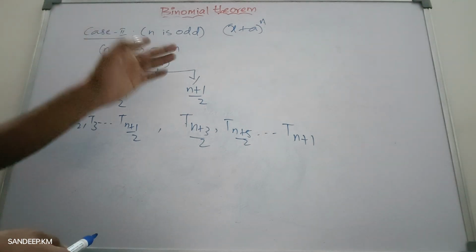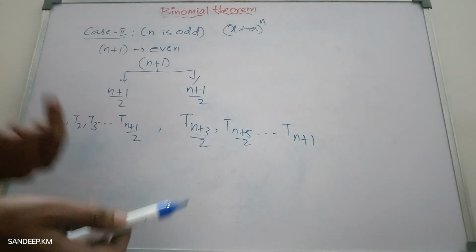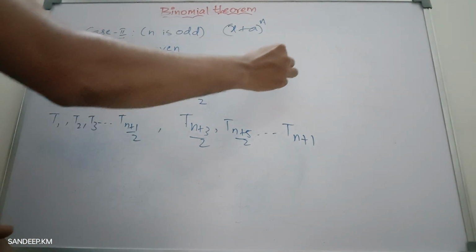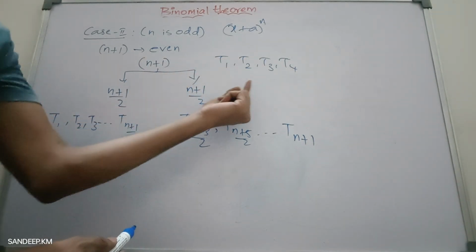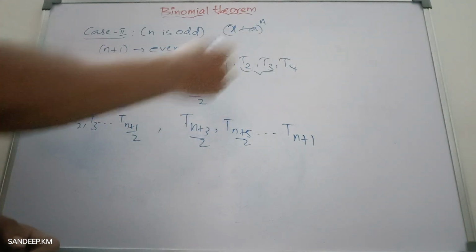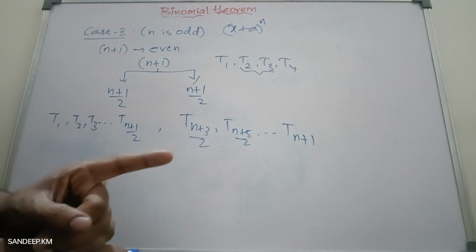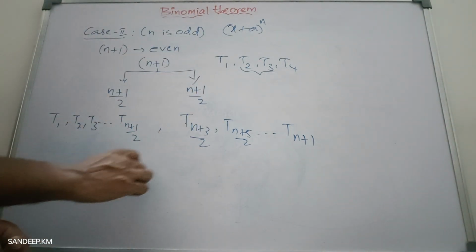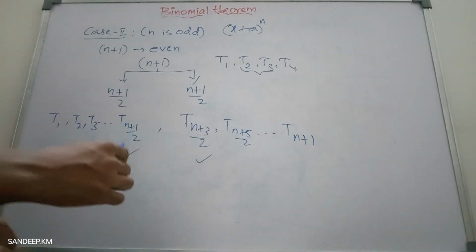So these are the terms in this binomial expansion (x plus a) whole power n, where n is an odd number and the number of terms is even. Since the number of terms is even, you cannot have one middle term. For example, you have T1, T2, T3, T4. When there are 4 terms, we cannot have a single middle term. There can be 2 middle terms. Correct or not? So whenever the number of terms is even, we cannot have one middle term. There will be 2 middle terms. So who are the 2 middle terms? T(n+1)/2 and also T(n+3)/2. These are the 2 middle terms.